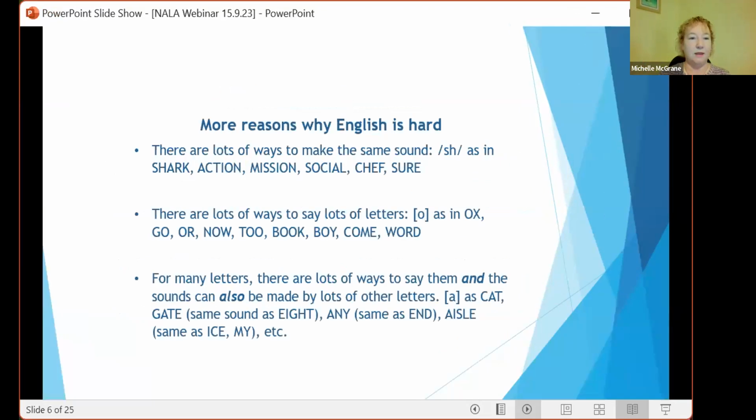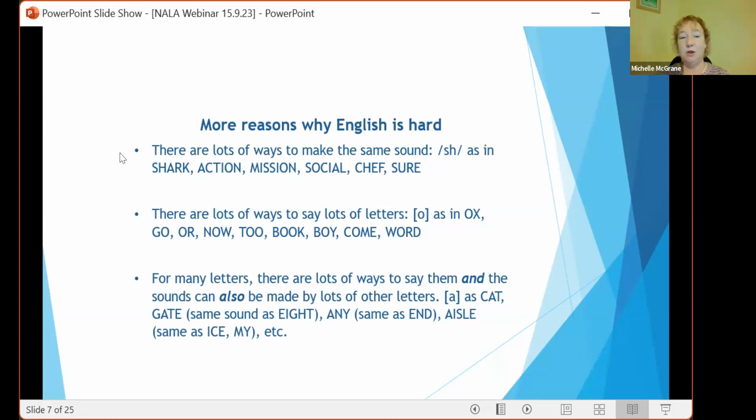It's a big job. A few more reasons, just a few more examples as to why teaching English in particular is difficult. If we take, for example, lots of different ways to say a sound. So, for example, if you consider a sound like sh, many teachers will show the SH spelling, and they will say, this is our spelling for the sound sh. And then, of course, we all know that that's actually not the only spelling.